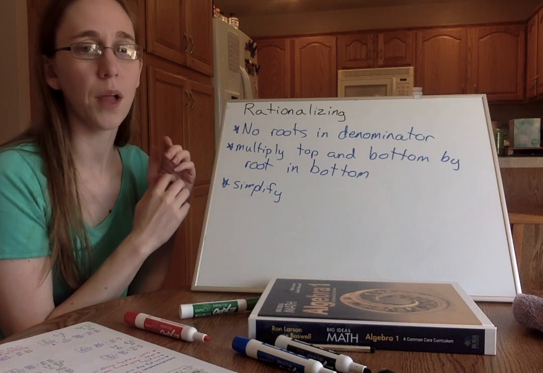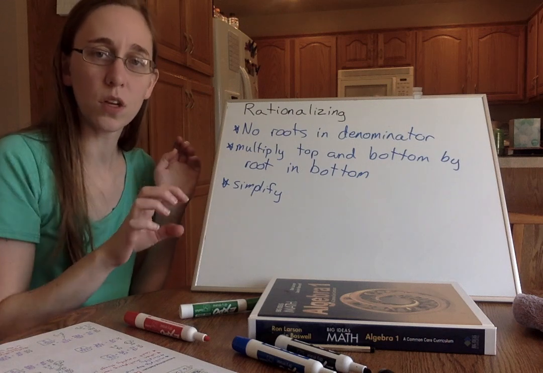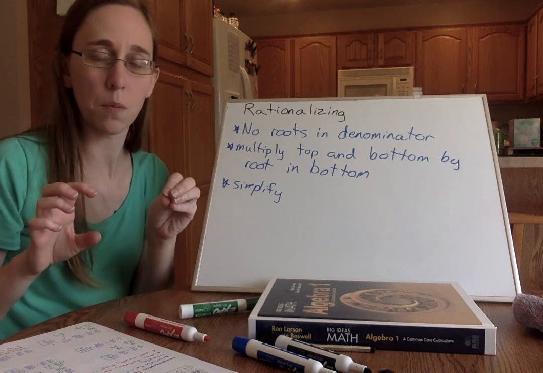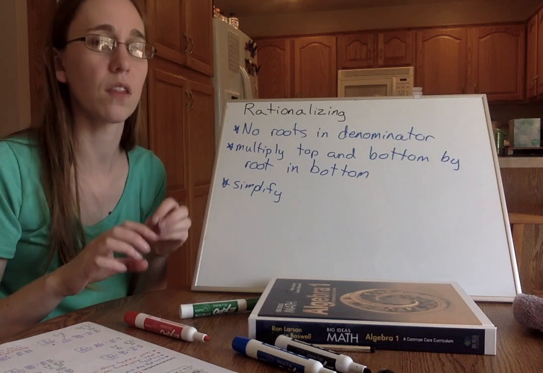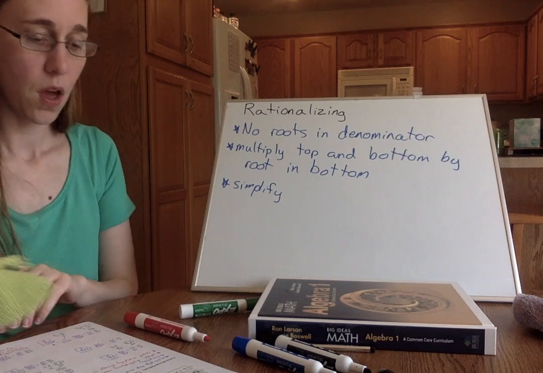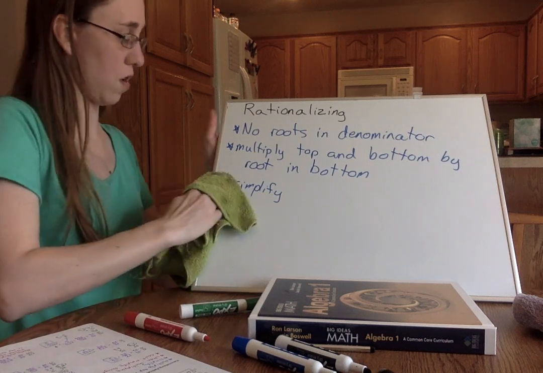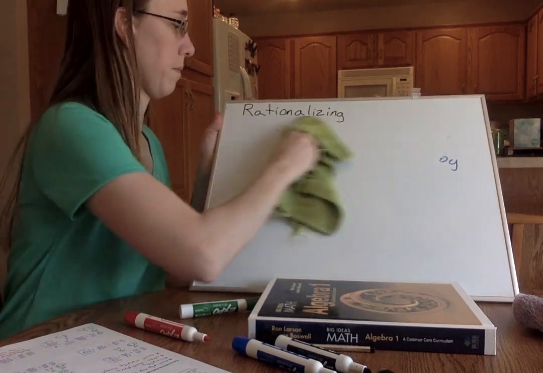Now, when we are multiplying, you can multiply things underneath the roots. You can multiply things outside the root, but you can't multiply something that's outside with something that's inside. Okay, so they stay in their respective places. Okay, let's go ahead and try a few of these.